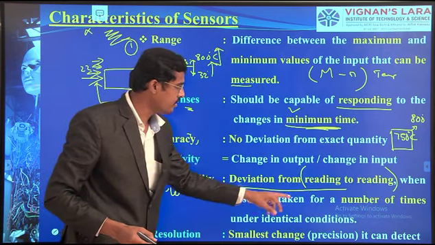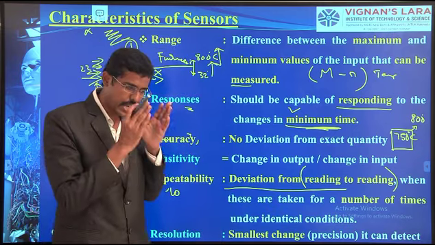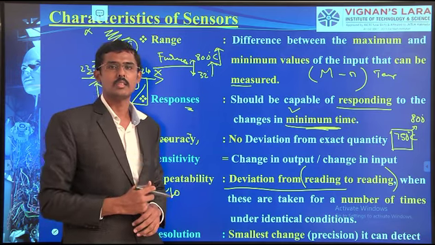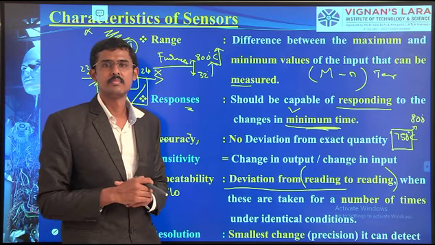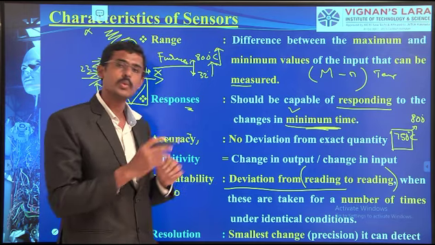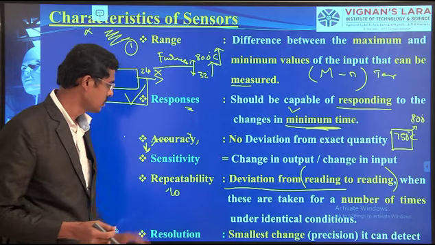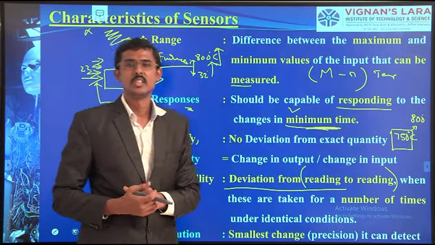When these are taken a number of times under identical conditions, the parameters are the same and the operations are the same, the output should not change. The output should also be the same, right? Likewise, we should have good repeatability. Then the resolution: the smallest change or precision it can detect.